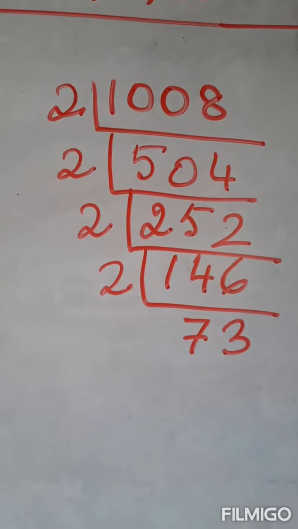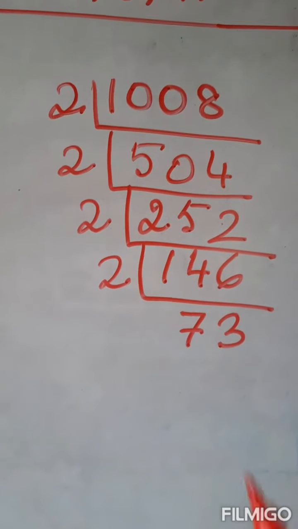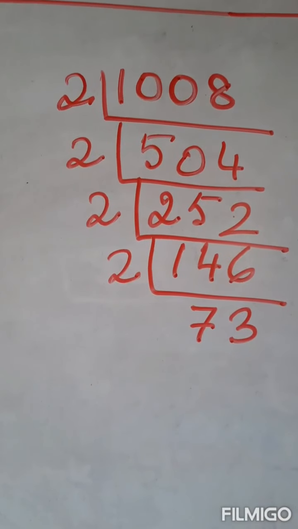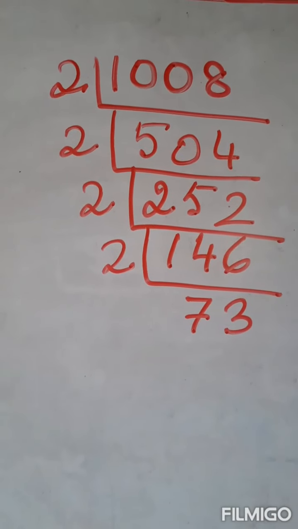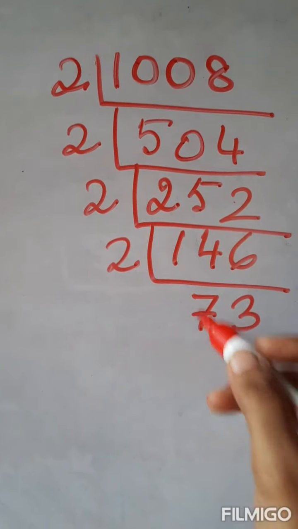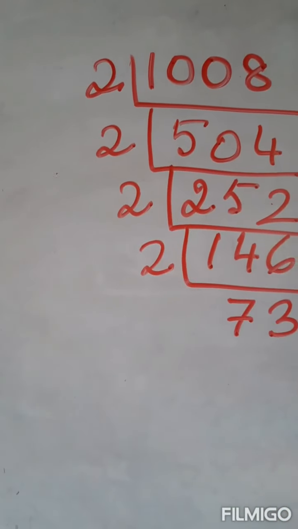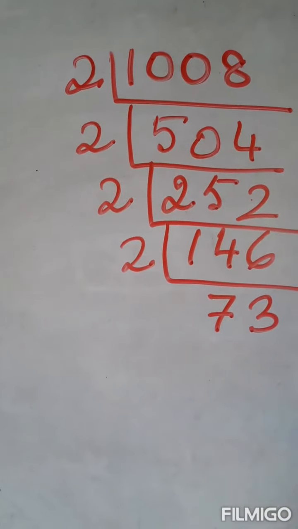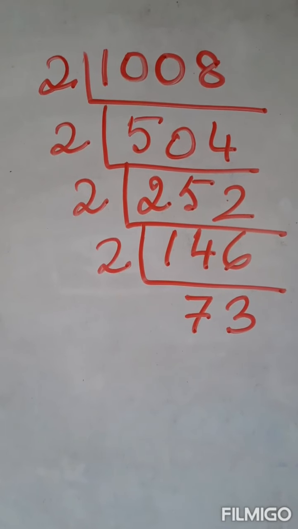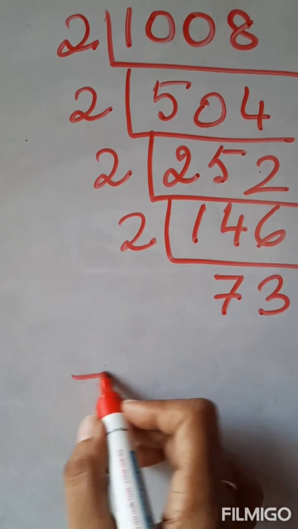So what is the least number by which this number should be multiplied to make it a square number? It should be 73 only, because we need another 73 to make it a perfect square. We have 2 sets of 2's, but 73 is there, which is a prime number. So this number should be multiplied with 73.